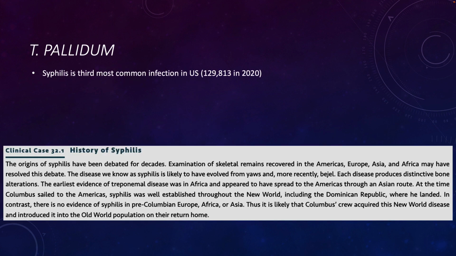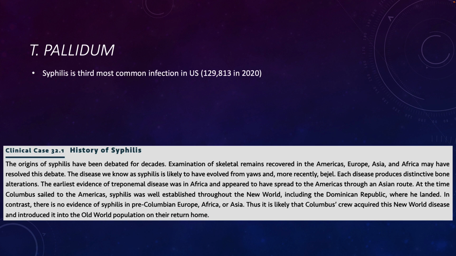So the infection that we're going to talk about is syphilis. Syphilis is the 3rd most common reportable infection in the United States. So not all infections get reported to the CDC, the Centers for Disease Control and Prevention. Syphilis is one that does get reported. The top 3 infections reported to the CDC are all sexually transmitted infections. We've talked about one, gonorrhea. We're talking now about syphilis. We'll talk about the other in a little bit.